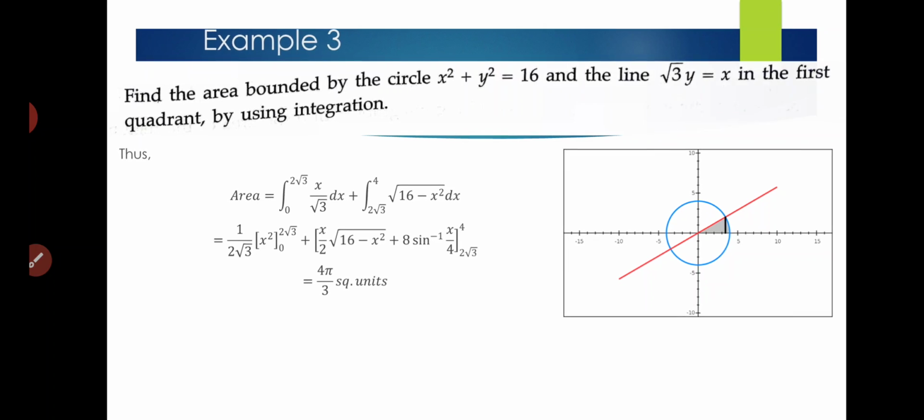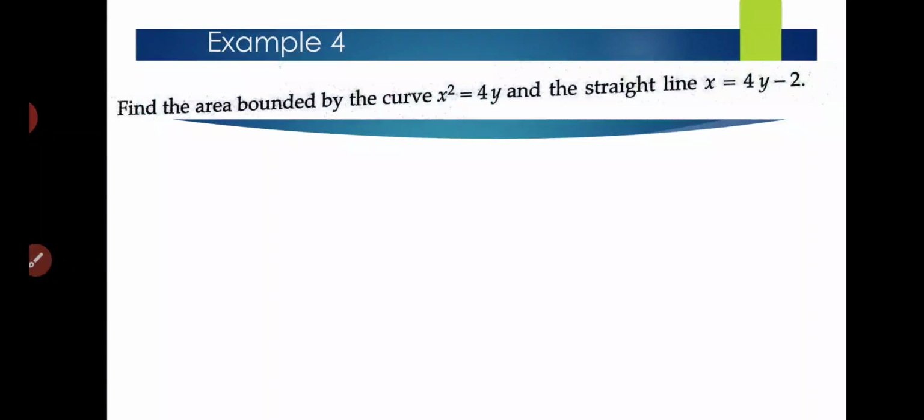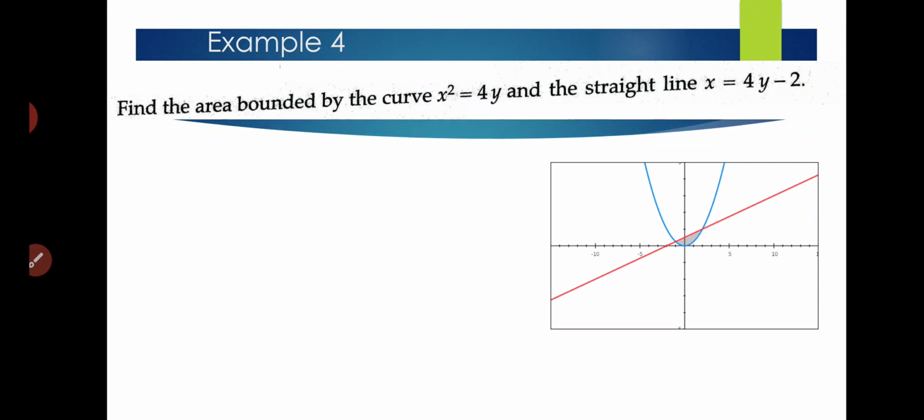Now problem number 4. Find the area bounded by the curve x square equals to 4y and the straight line x equals to 4y minus 2. Now x square equals to 4y is basically a parabola facing upwards, and the straight line is given x equals to 4y minus 2. So let us first draw the graph. So this is how the graph looks like.